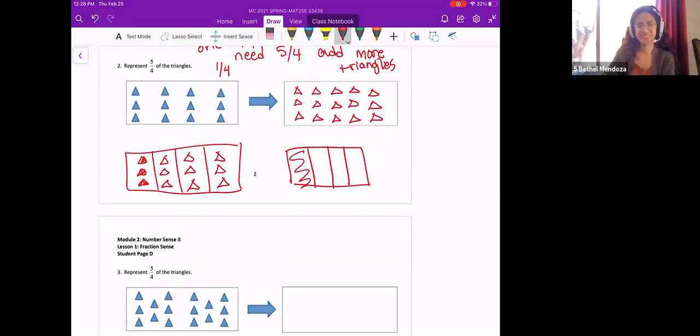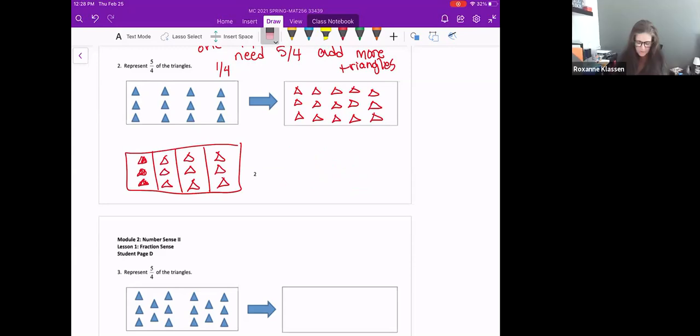5/4. Exactly. So she was saying, oh, all these are shaded and that's the whole. I need 1 more 4th because these were her 4ths. So she just drew a whole other unit, right? She just duplicated this whole box and then said, but I only need 1 column because I only need 1 more copy of 1/4.